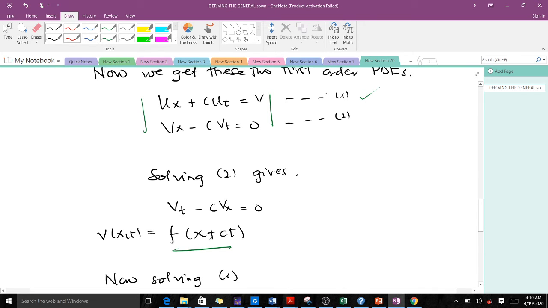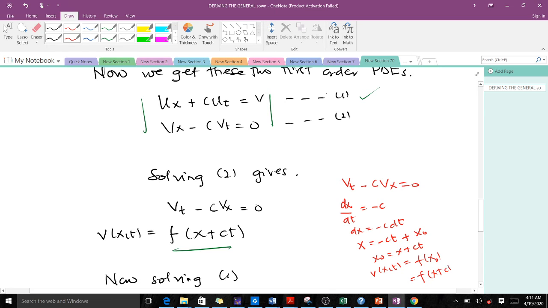So this becomes the general solution for our v. We can show that here. So we have v_t minus c v_x equals 0. Using the method of characteristics to solve this, we are going to get dx/dt equal to the negative c that we have here, and this will give us dx equal to negative c dt. When we integrate both sides, then we get x equal to minus ct plus a certain arbitrary constant. Let's name it x naught. So when you make x naught the subject, you get x naught equal to x plus ct. And remember, our general solution is just v of x, t equals a certain f of x naught. And now our x naught is x plus ct. So that's why we say that our v of x, t is equal to f of x plus ct.